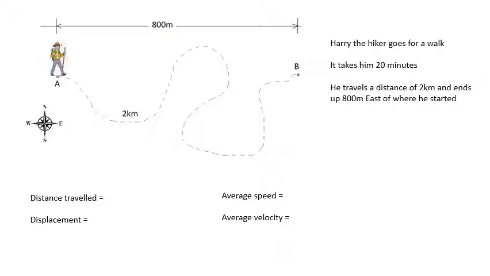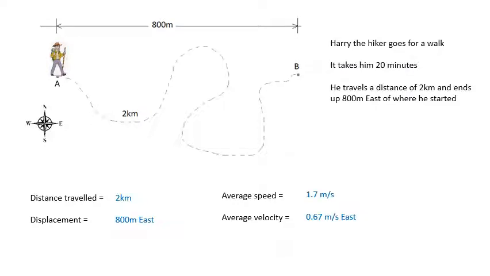Okay, Harry the hiker, there's Harry, goes for a walk, and it takes him 20 minutes, and he starts at A, and he ends up at B. So the distance between A and B is 800 meters, but the actual distance that he travels is about 2 kilometers because he goes for a nice little wander all around the place. So here are some questions. Distance traveled, displacement, average speed and average velocity. So pen and paper, write them down. I'll show you the answers in 3, 2, 1.